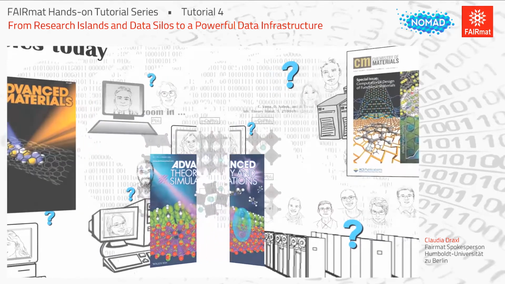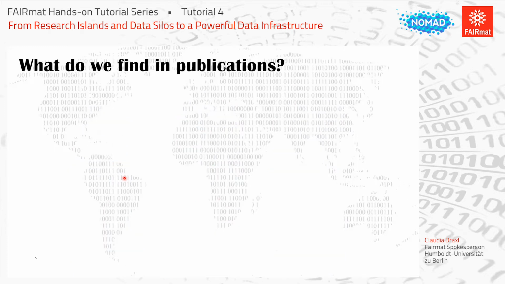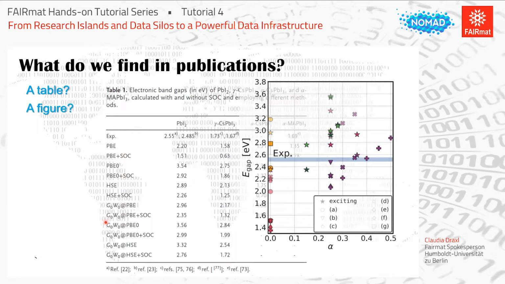So what do we find in a paper when you zoom in? This is a publication on organic halide perovskites. I'm actually not going to talk about the scientific content. This is an extremely nice research topic, but I want to talk more about what you can find in the paper. Typically, you would find a table. Yes, we have one. There you see the band gap computed with a number of different functionals. A figure also shows this in a pictorial way.